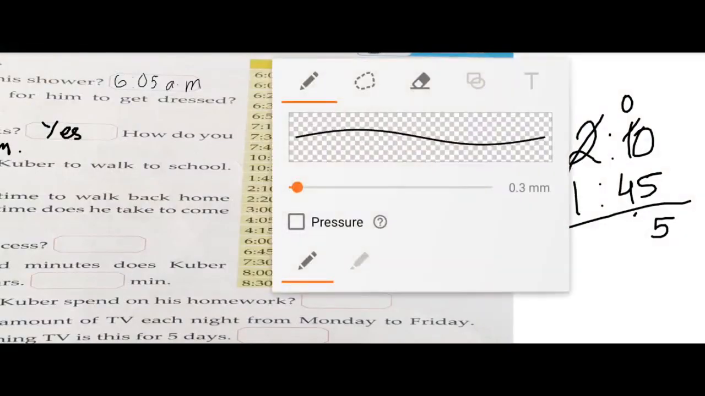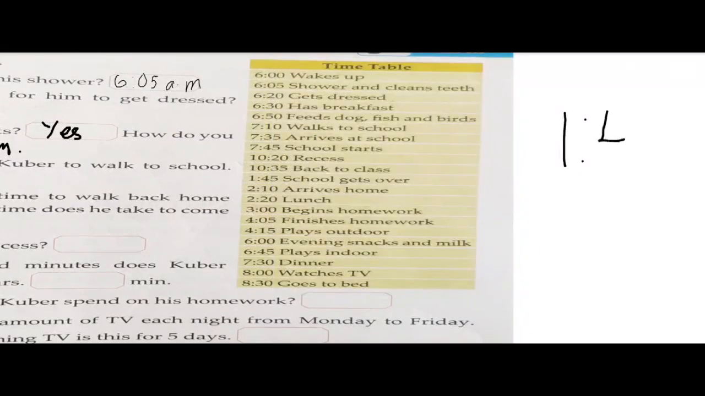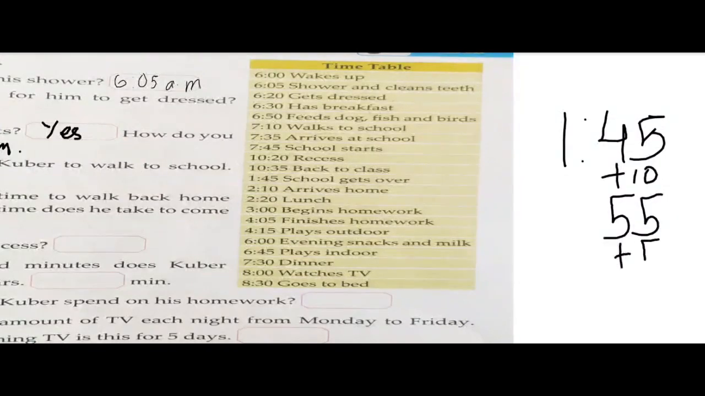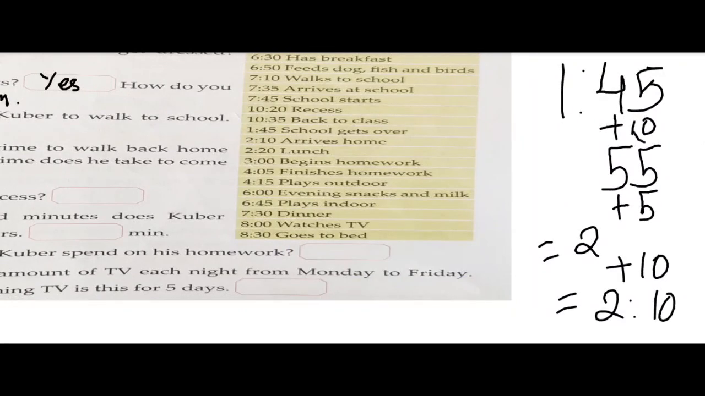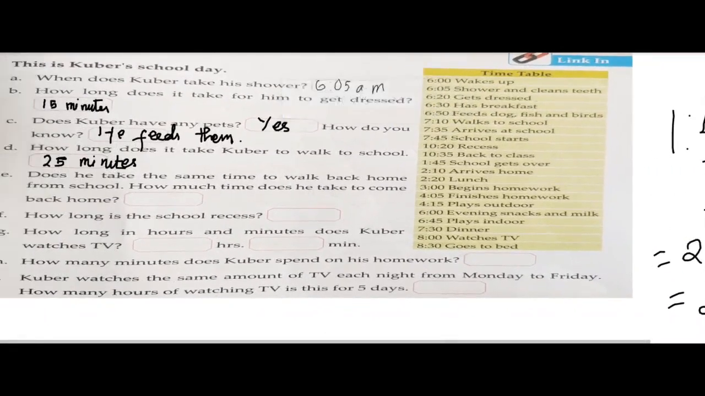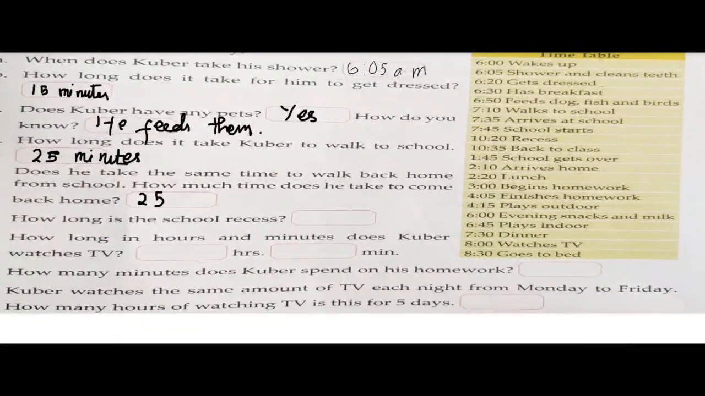Okay children, let us do it in another method. Let us not subtract it. Let us add the time. 1:45, the school gets over. So 1:45 plus 10 minutes equals 1:55, plus 5 minutes equals 2, and he arrives home, plus 10, that is 2:10, right? So 10 plus 5 plus 10, so 25 minutes. So it takes 25 minutes for him to walk to school, and yes, it takes 25 minutes for him to come back home also.